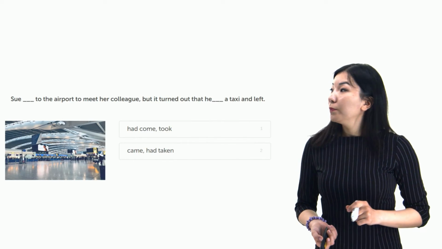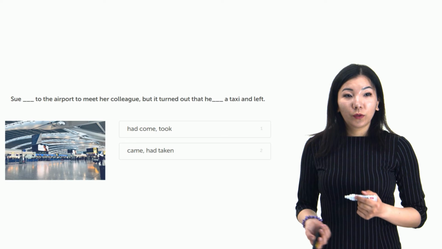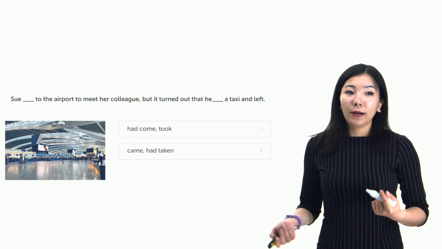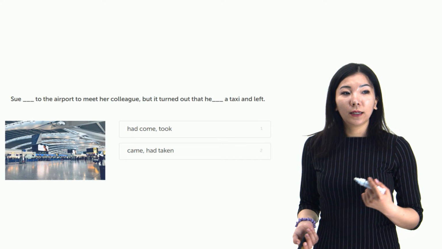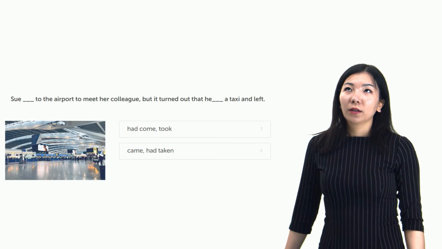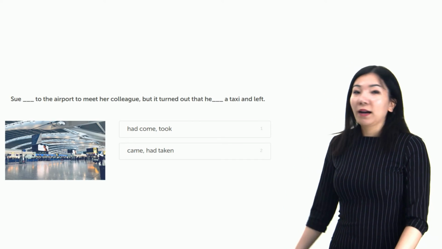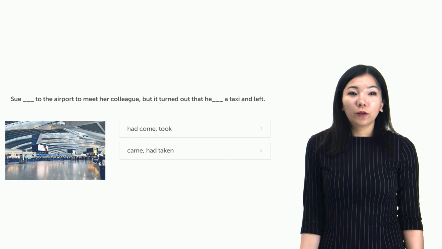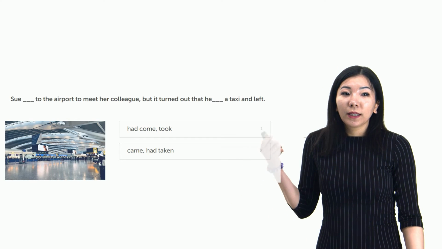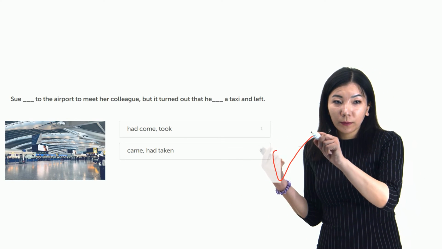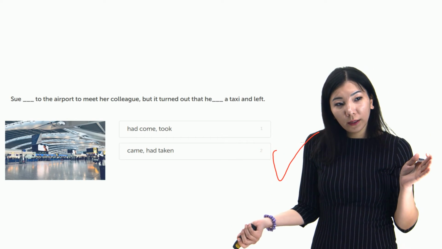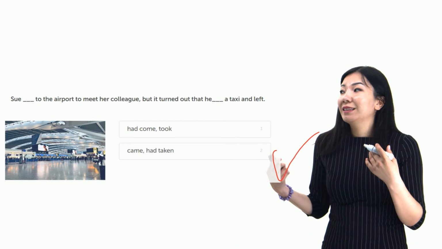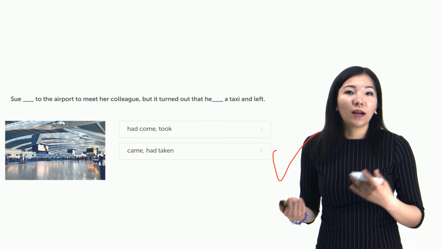Sue to the airport to meet her colleague, but it turned out that he a taxi and left. So it means that he hadn't had any patience to wait for her. So Sue came to the airport to meet her colleague, but it turns out that he had taken a taxi and left.